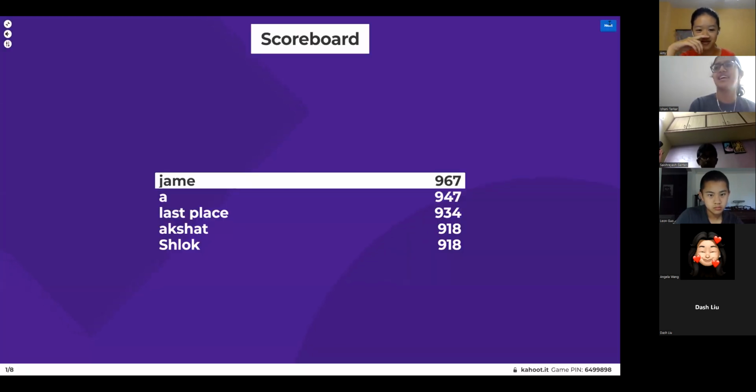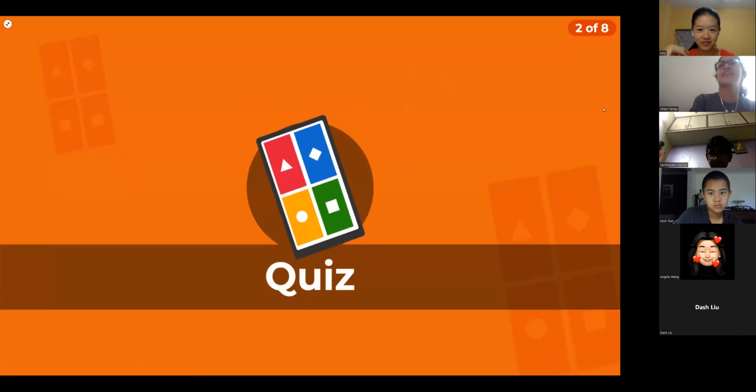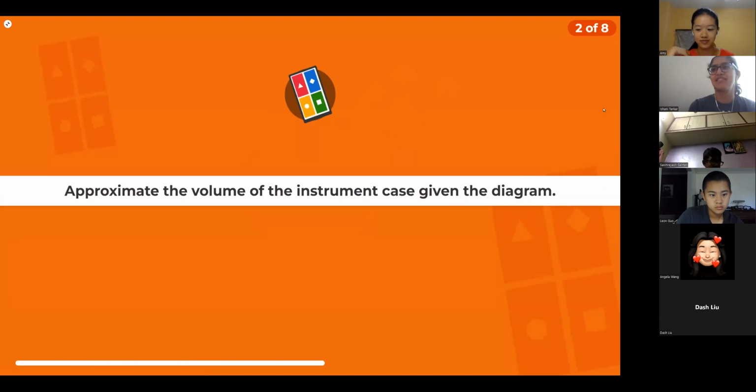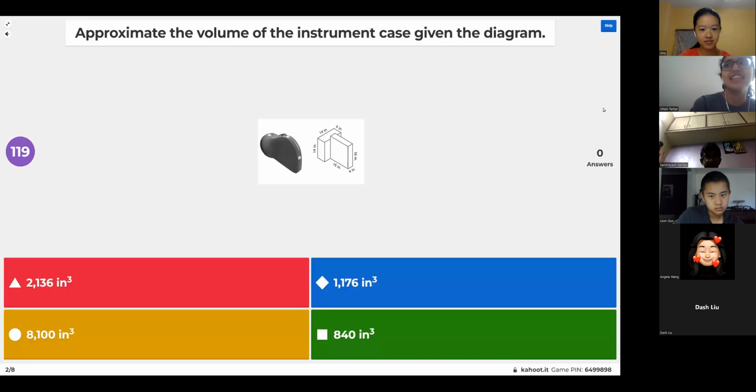Jane is first, not James. Jane. Jane. I picked red and I was like, no. Yeah, a lot of people picked it. Okay, this is another instrument case, but now it's a tube.